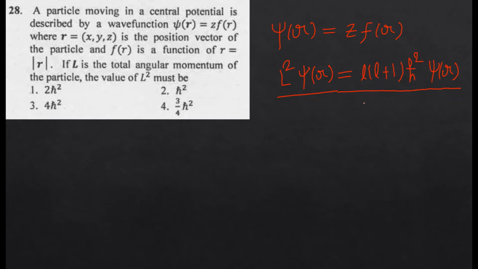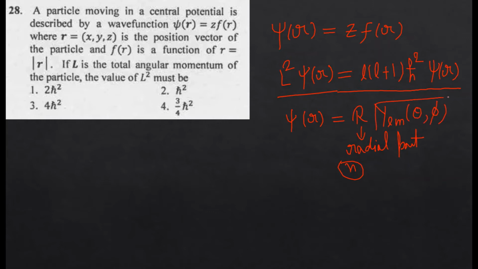now the next step is to find out L. And how will you find out L? For a symmetric wave function, or in a central potential, the psi r is a function of r, the radial part. From the radial part we will find out n. Radial part is used to find out n, and there is one more part, Y lm theta comma phi. So this part is known as the angular part, and from here we will find out the value of L.